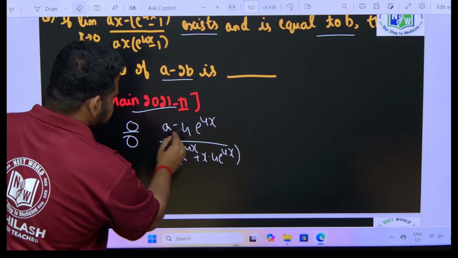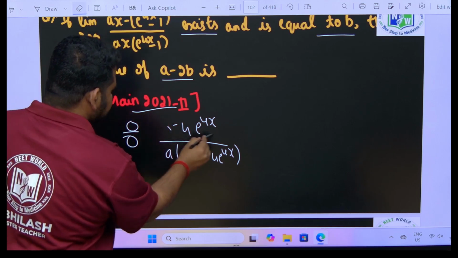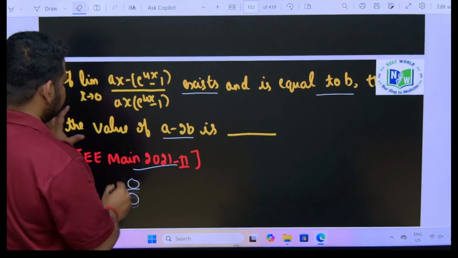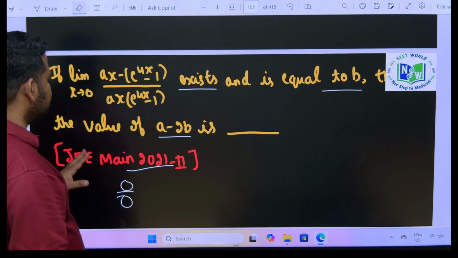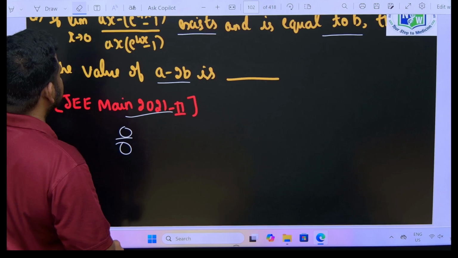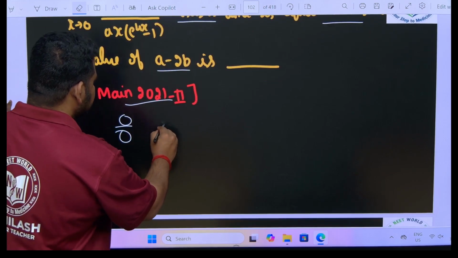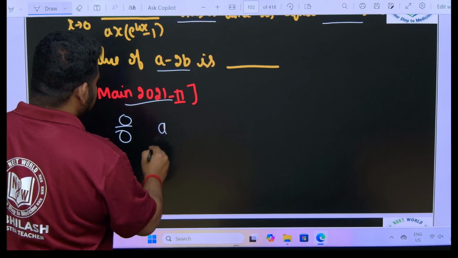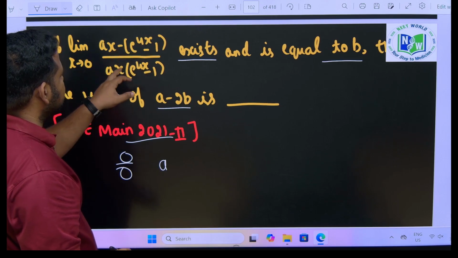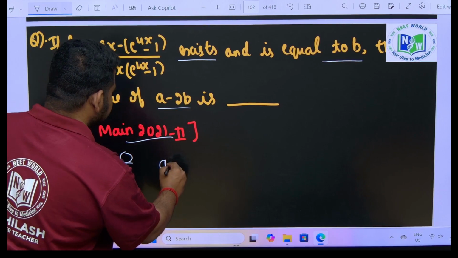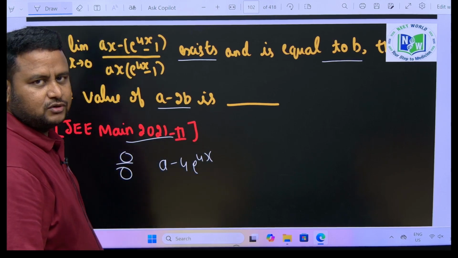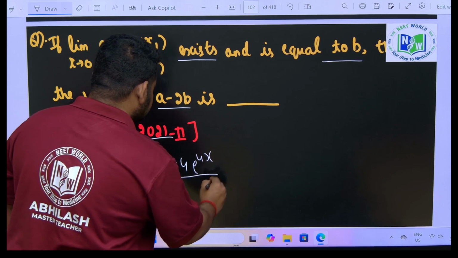See here, friends, if I take the value 0 directly here, I am getting 0 by 0, so I should apply L'Hospital's rule. If I apply it here, a into x is nothing but a only, minus the derivative of e power 4x, which will become 4 into e power 4x.